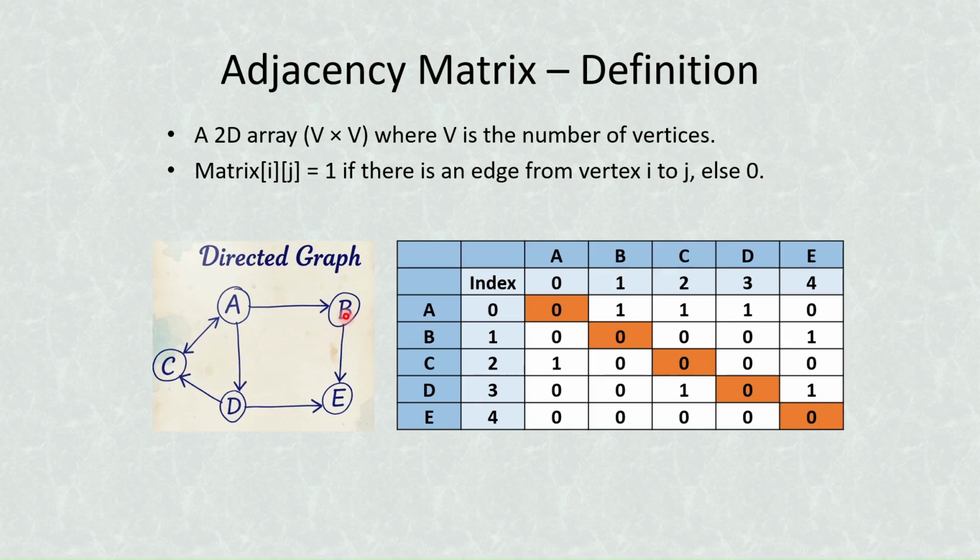After that, you cannot go to C or D, but you can go only to E from B. So for the B row, the entry for all the vertices will be 0 and only for the E vertex it will be 1. So like that you can do the entries for C, D and E. So this is a simple way to represent the graph with the help of an adjacency matrix.